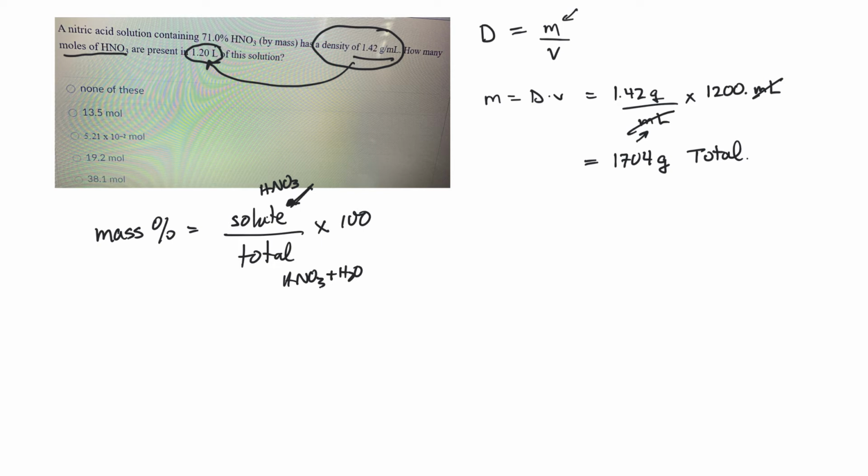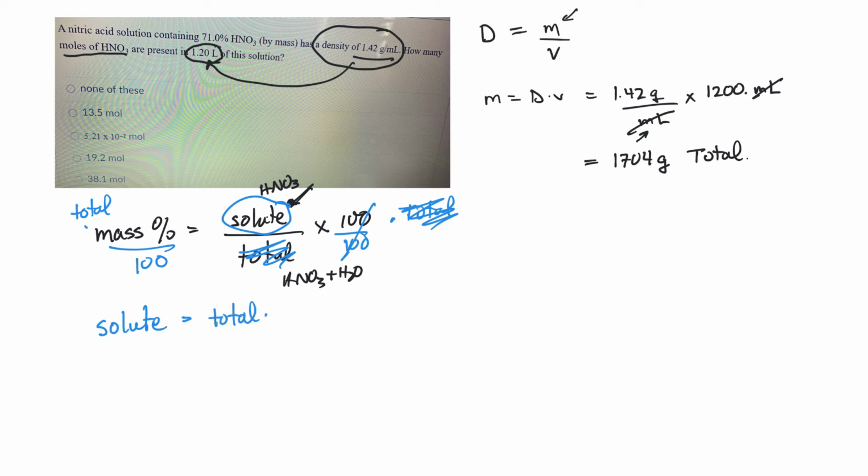So what I'm going to do is divide both sides by 100, and that'll get rid of that 100. And then I'm going to multiply both sides by the total, and that'll get rid of total. So on the right side, all I'll have is solute. So let me just reverse the formula here. So solute is going to be equal to my total times my mass percent divided by 100.